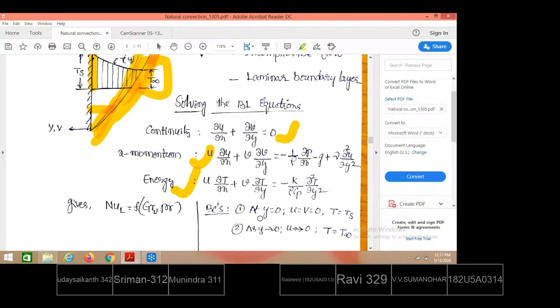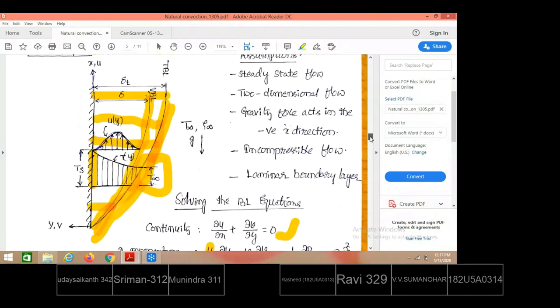The boundary conditions at y equal to 0. What do we mean by y? Here, perpendicular to the plate is taken to be the y direction. Along the plate is the x direction. Upward is the positive x direction, and downward is the negative x direction.